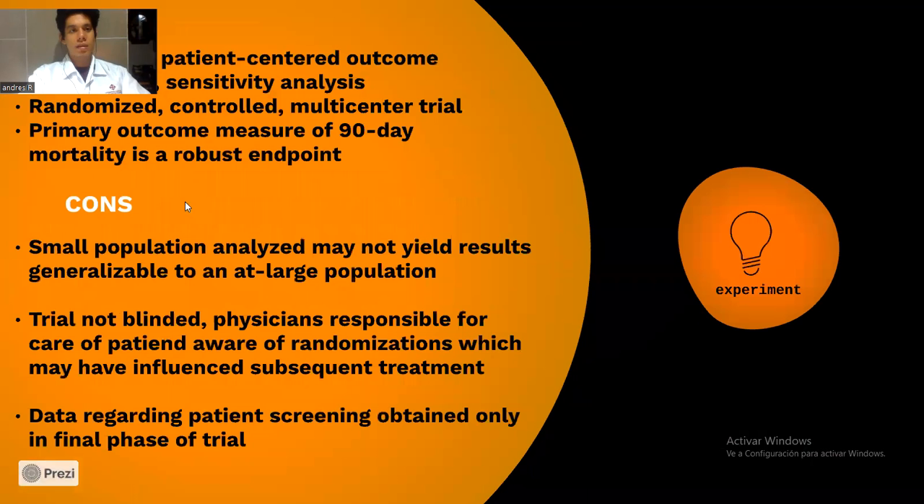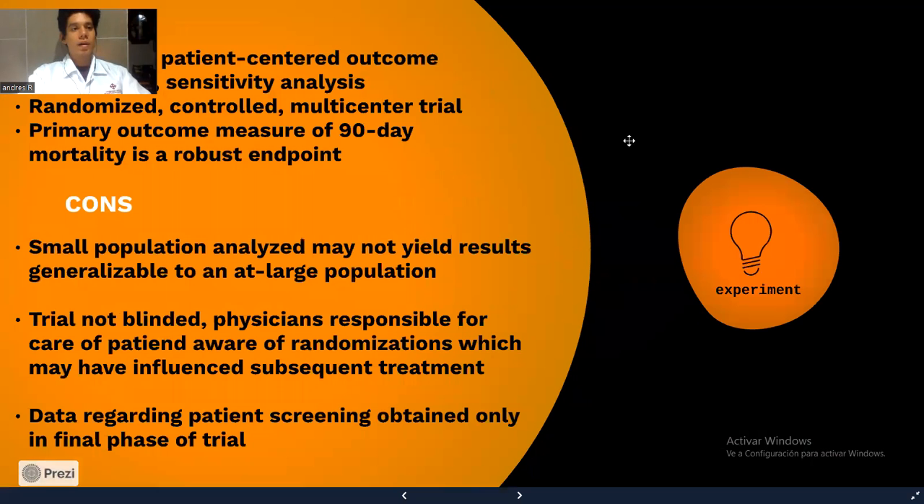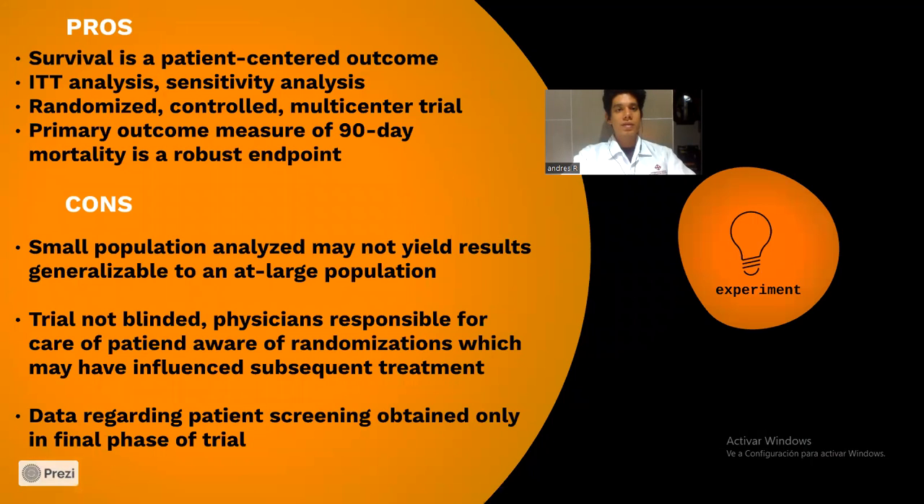Pros and cons. Pros: survival is a patient-centered outcome, intention-to-treat analysis, sensitivity analysis, randomized controlled and multi-center trial. The primary outcome measure of 90-day mortality is a robust endpoint.